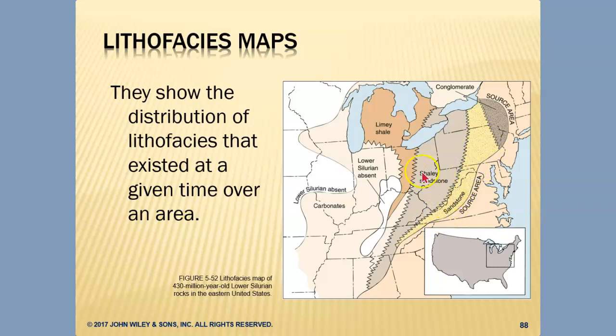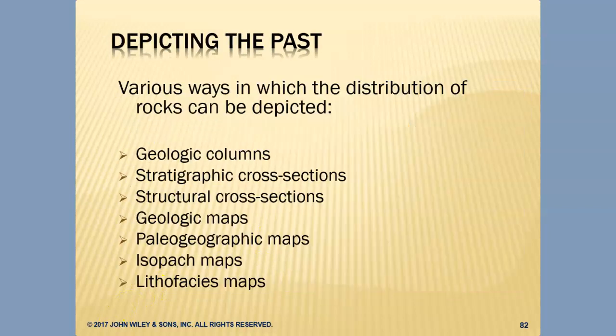And then as you move out, as you're moving west in this case, we see a shaly sandstone representing deeper waters. And then we have a limey shale representing even deeper waters. And then out here we have the carbonates. So this represents a shelf environment where we have the shaly sandstones, we have the carbonates. Remember, carbonates need to be deposited in warmer waters. So look at all of this information we gain from this lithofacies map. So those are all the ways that we can depict the past in map or cross-section form.